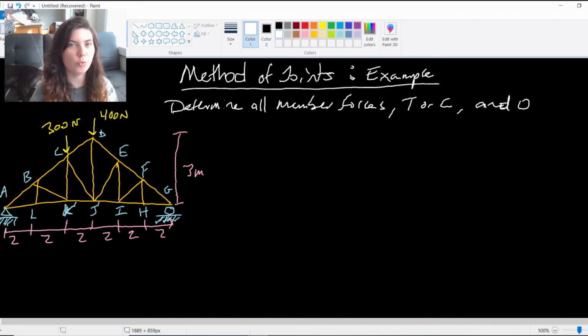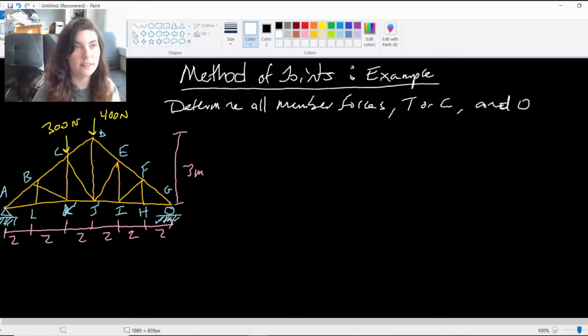When you're given a really big truss like this, or anytime you're approaching a truss problem, it's easiest to identify zero force members first and then work your way from there, because then you know if you have any members that you really don't need to be solving for.